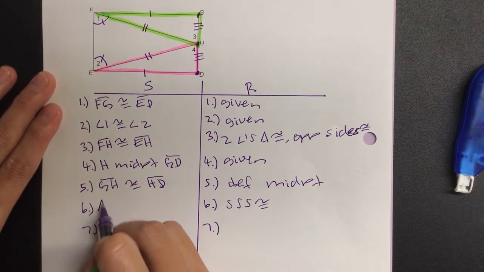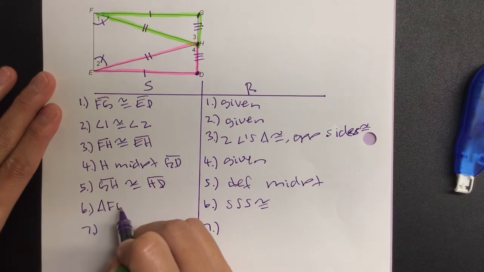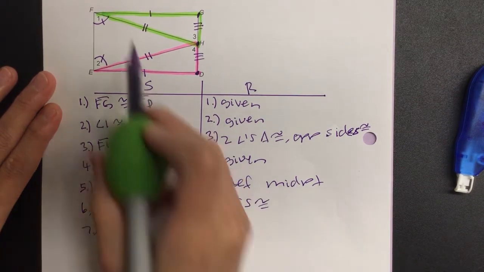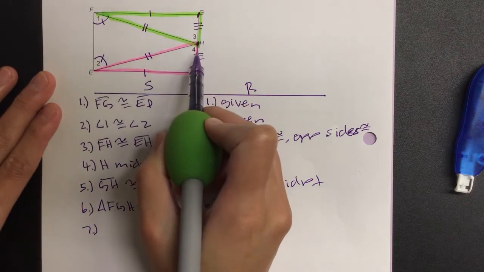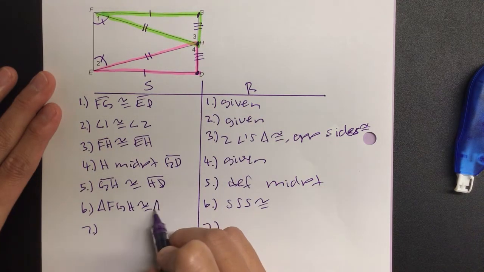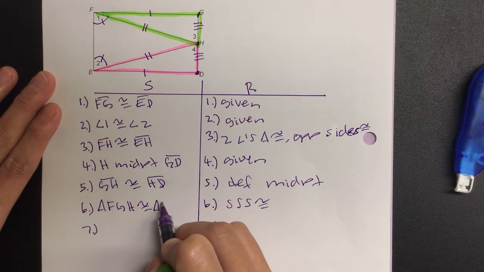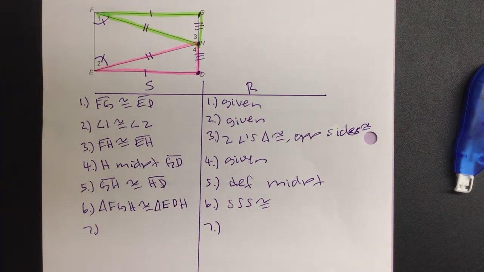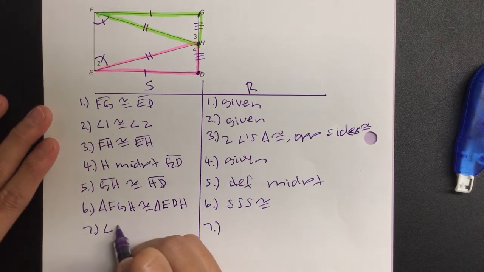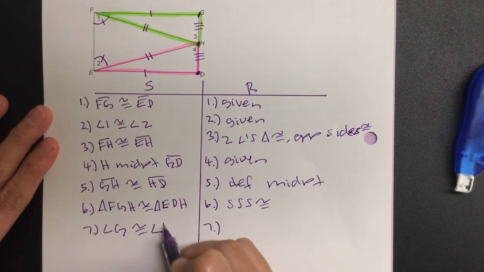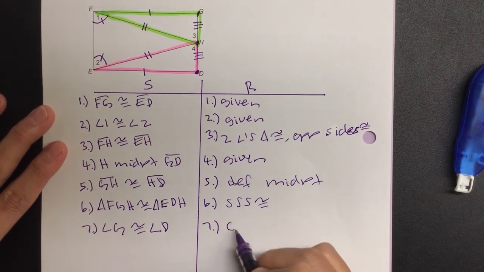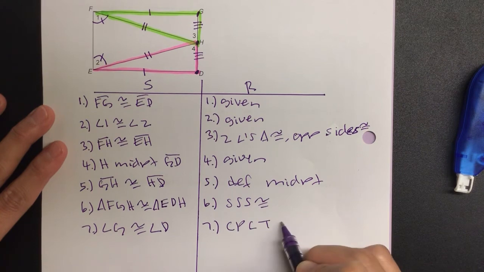So we know triangle, let's call it FGH, is congruent to triangle. If I go from FG to H, we need to go from triangle which points? E, D, H. Very good. And our final goal says angle G then must be congruent to angle D. And that is because of what? Corresponding parts of congruent triangles are congruent.